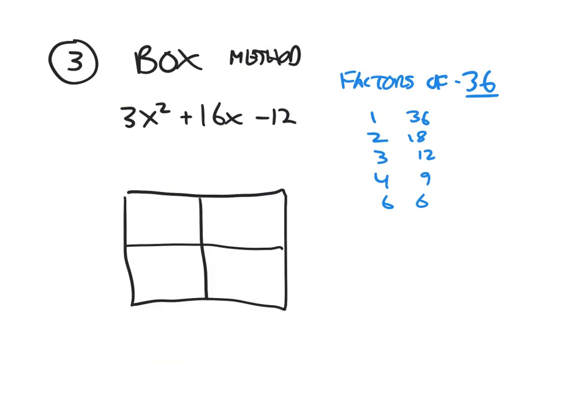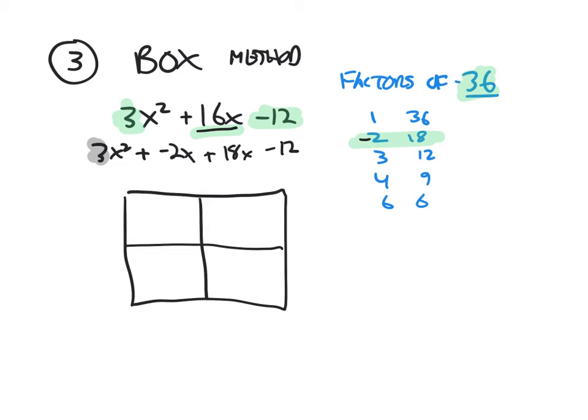The box method is really the grouping method with a clever way to organize your work. As with the grouping method, we don't find the factors of -12. We find the factors of 3 times -12, so it's -36, and we look for the ones that add up to 16. So in the box method, we wrote this as 3x squared, and then we wrote 16x in terms of a -2x and an 18x. And we wrote it like that.